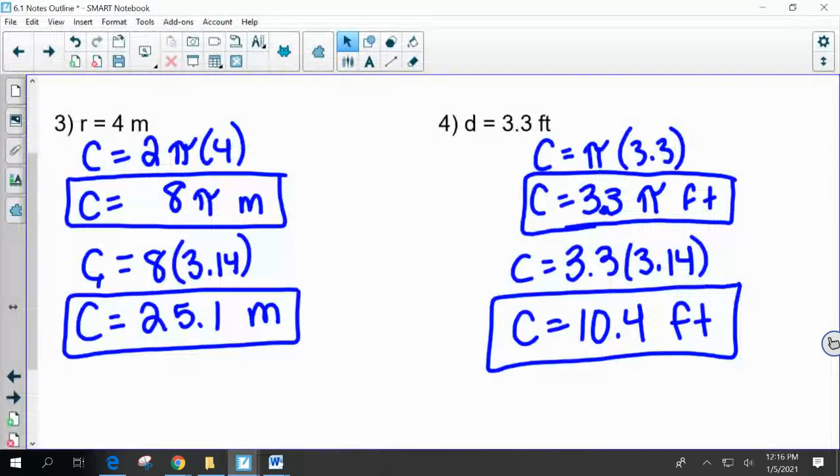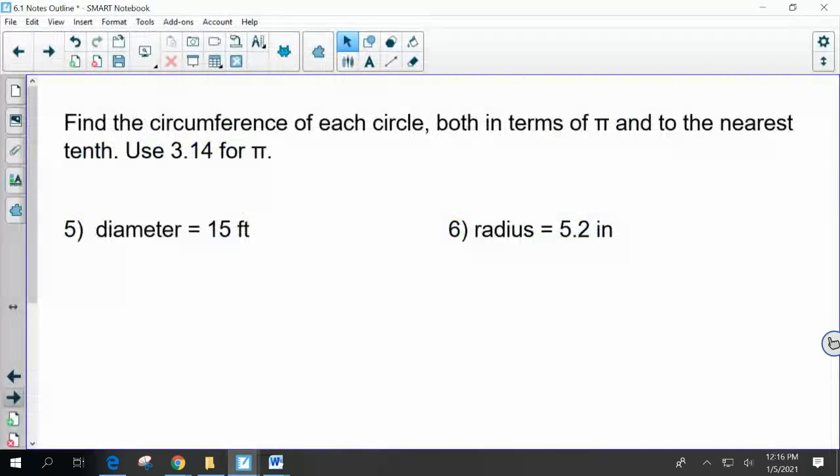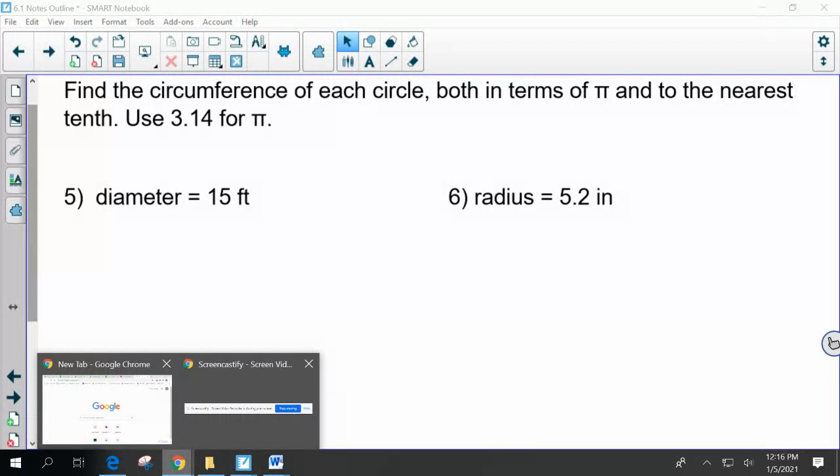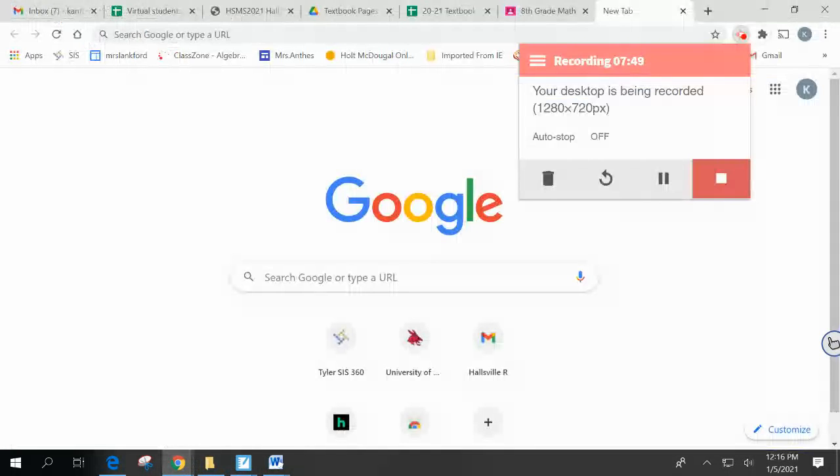All right, so we are going to go through number 5 and 6. I would like you to try these on your own. Let me give you a couple minutes to do those, and then we'll go over them. So you might want to pause your video and try 5 and 6.